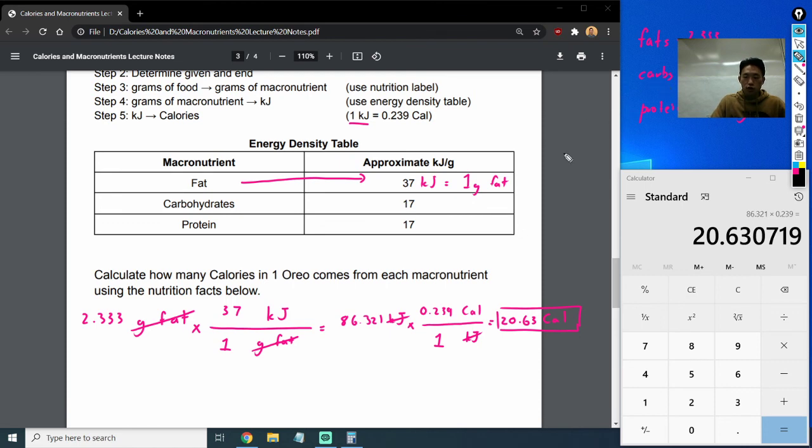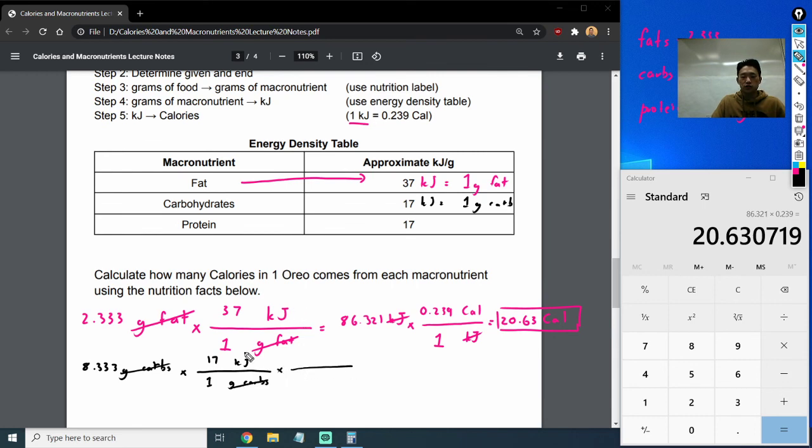Okay, so for carbohydrates, we have 8.333 grams of carbs in one Oreo. We're going to set up a fraction. We want to get rid of grams of carbs, so I'm going to put grams of carbs on the bottom. I want to find kilojoules in this first one, so I'm going to put kilojoules on top. It looks like it's 17 kilojoules in 1 gram of carb. So I'm going to put 1 on the bottom, 17 on the top, and then the grams of carbs can cancel out.